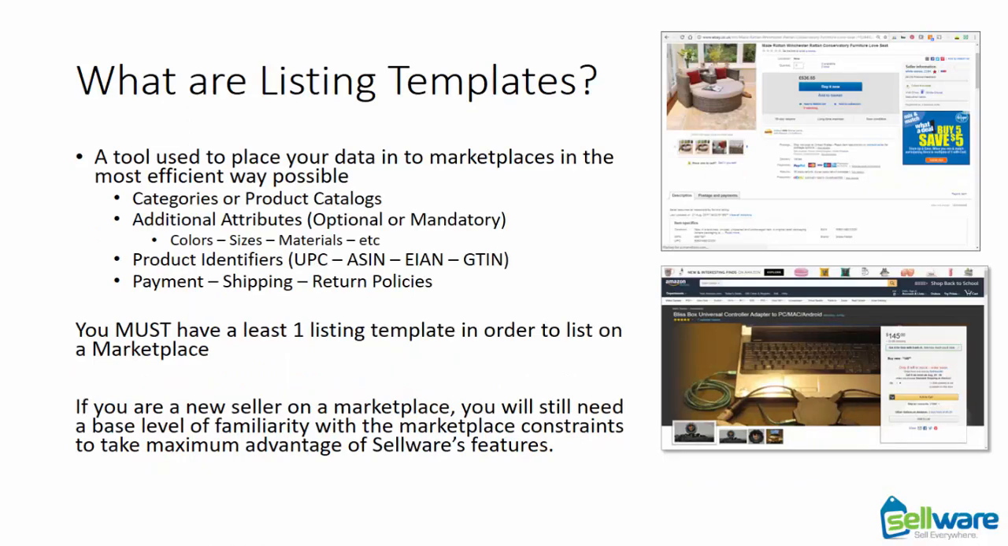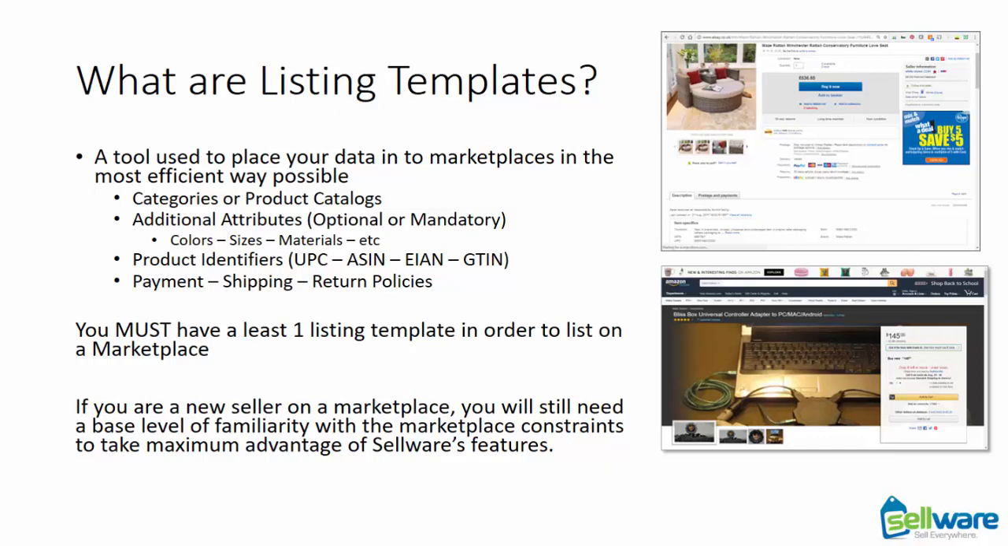So what are listing templates? Templates are simply tools that you use to place your data into the specific marketplace, in this case Amazon. Amazon does have some very strict requirements around how you can place your items into their market. You do need to use, in most instances, things like UPC codes. ASINs are the best if you know them. EAN or a GTIN of some sort in order to be able to put it in the proper category and have Amazon accept it.